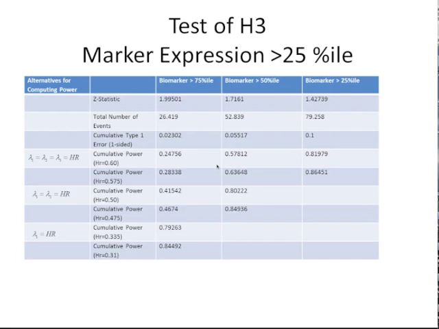This test for H3 has lower Z critical values than the test for H4 since there are fewer tests to allocate alpha over. For example, the critical value for the biomarker subset with expression greater than the 75th percentile is 1.99, as compared with 2.33 in the test for H4. If H3 rejects, then we can continue on to test H2 while maintaining family-wise control of the type 1 error.